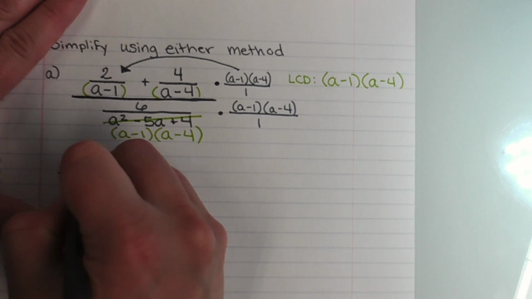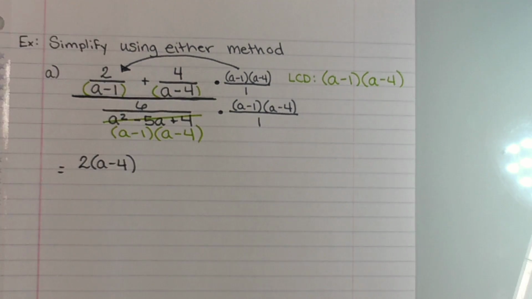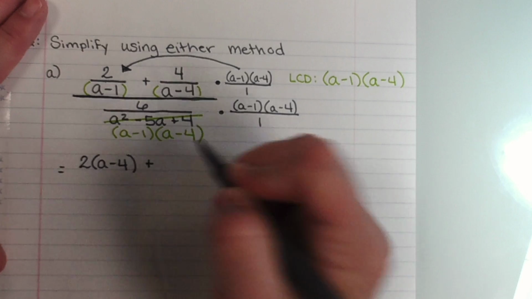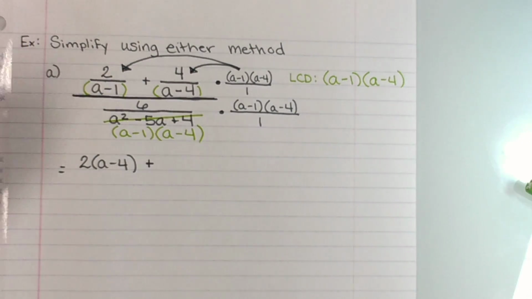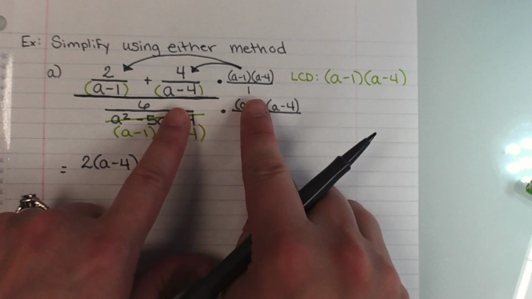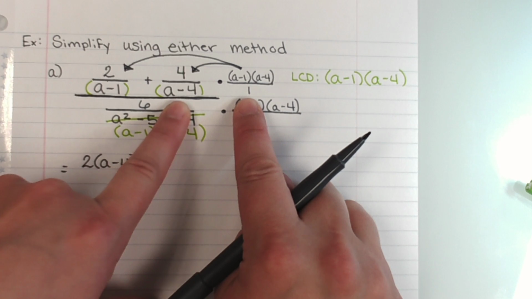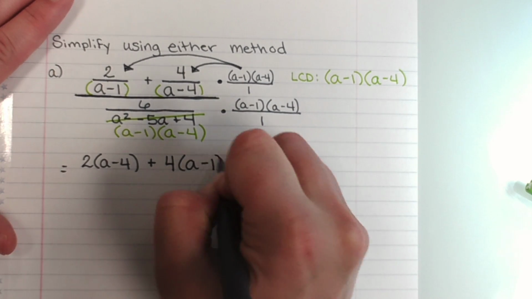I'm left with a 2 being multiplied by an a minus 4. Don't forget the plus sign that's right here. Continue to distribute. When I multiply these, can you tell what's going to cancel out? A minus 4. I'm going to be left with a 4 and an a minus 1.